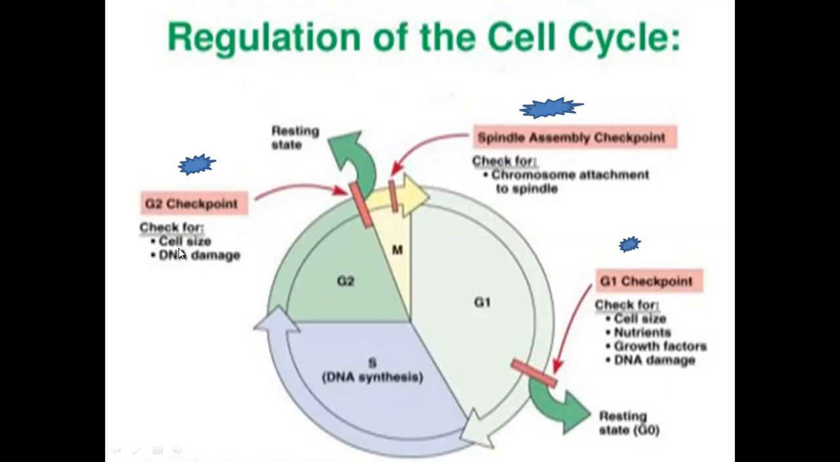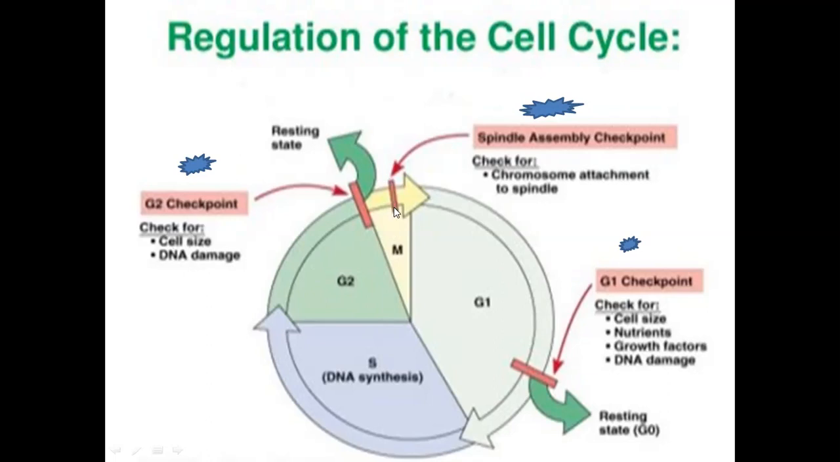This also checks the cell size, whether the cell is mature enough to enter the M phase, and that it has all the required substances, molecules, and enzymes required for M phase. It also checks whether the DNA that is replicated has been correctly replicated. All these things are verified during the G2 checkpoint, and once everything is fine, the cell proceeds into the cell dividing phase, that is the M phase.